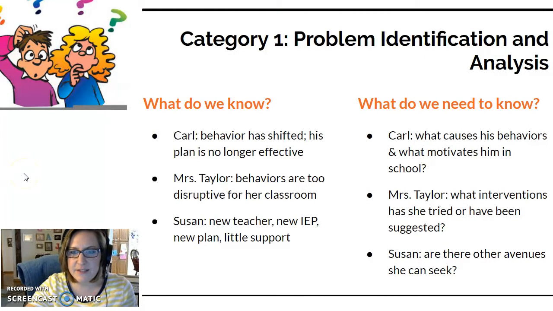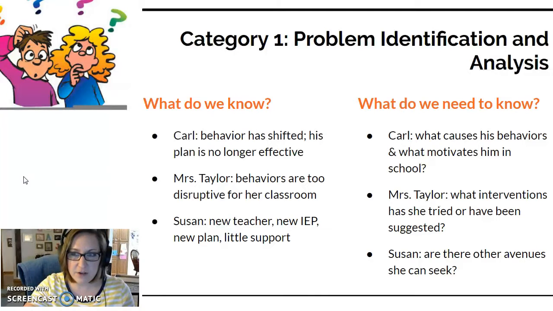In this scenario, I think it's best to focus on the three key players: Carl, Mrs. Taylor, and Susan. Carl's behaviors, like we've stated, have changed from self-harming to physical aggression towards his teacher, and his plan, we know, is no longer effective. What we need to know is what's really causing these behaviors, what motivates him in school, to maybe help these behaviors decrease, and help put in a more effective plan for him.